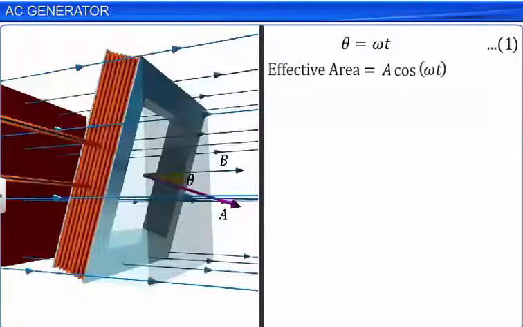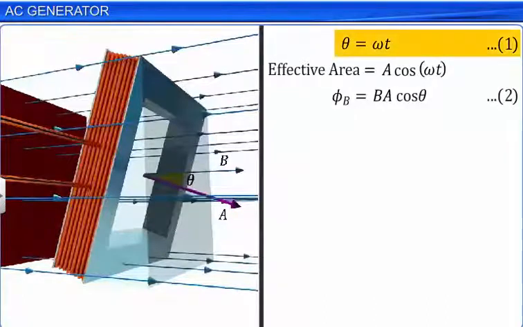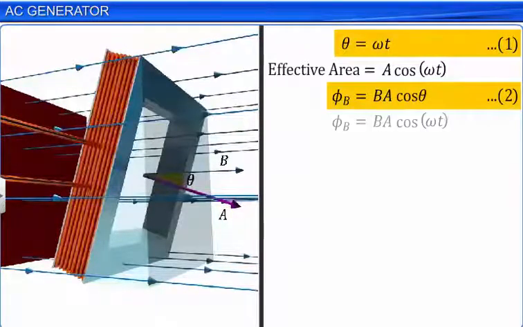The flux induced in the coil at any instant of time is given by the equation phi B is equal to BA cos theta. Let this be equation 2. On substituting equation 1 in equation 2 and simplifying, we get the equation phi B is equal to BA cos omega t. Let this be equation 3.